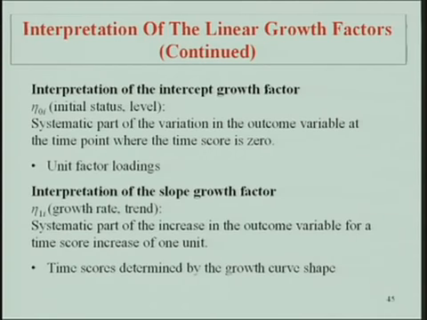But in any case, that's where the 0 time score, which is for eta 1, lends you a convenient interpretation of eta 0 as a systematic part of the variation in the outcome, or just think about the outcome at that time point, which is the first time point in my previous example. And that has unit factor loadings, like we said, factor loadings 1 for the eta 0 intercept. And what about the slope growth factor? Systematic part of the increase in the outcome variable for a time score increase of 1 unit. So that tells you the growth rate, how quickly people grow.